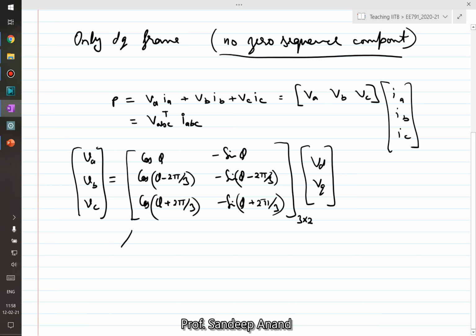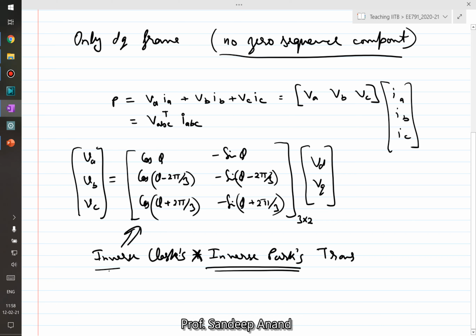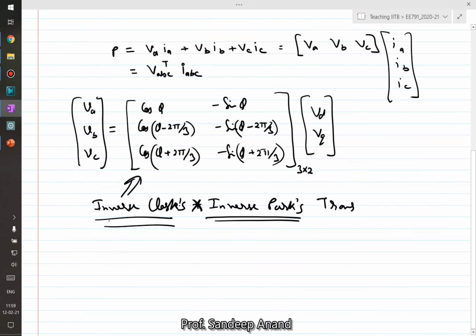If you remember, this is essentially the inverse Clarke transformation multiplied with the inverse Park transformation. Both of them were discussed in the previous video. The same transformation is applicable for current also. So now what we'll do is replace this voltage vector in terms of the dq0 voltage vector and the three-phase current vector in terms of the dq0 current vector.